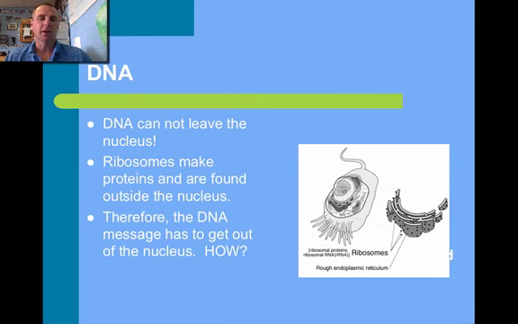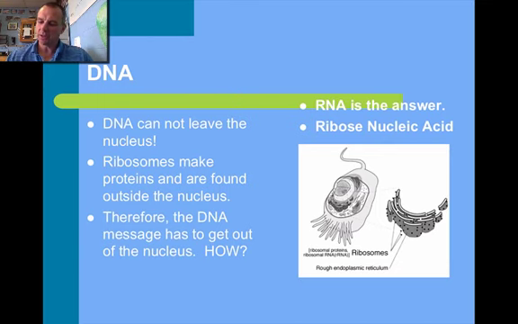It occurs through a thing called RNA, or ribose nucleic acid. There's some slight difference between RNA and DNA, but I think about DNA as being the master copy, or the master, I should say, and RNA being the copy. So the master can't leave where it's at, it's found inside the nucleus, but the copy can leave the nucleus.